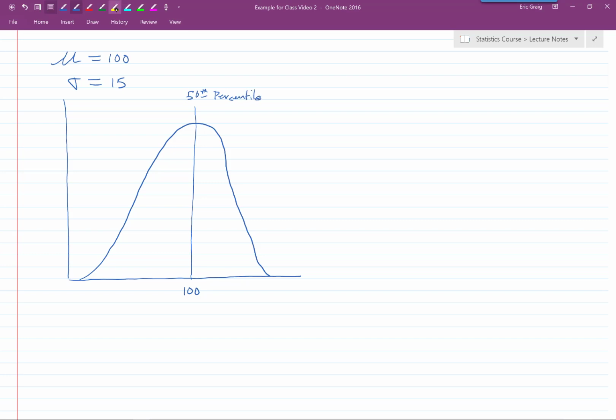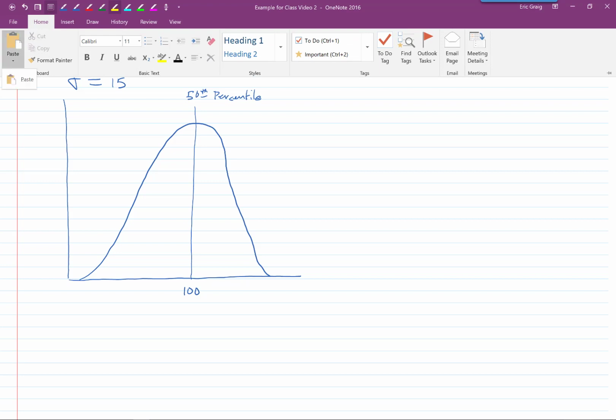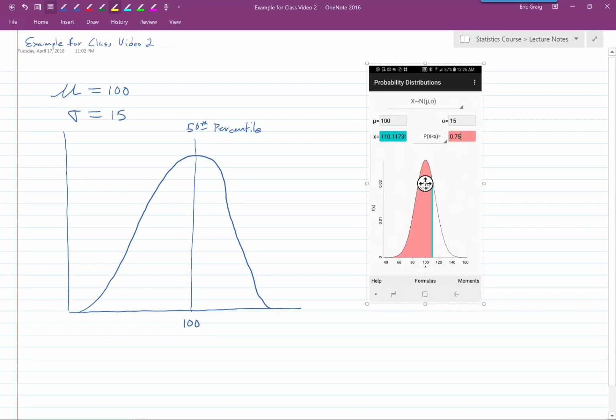So, what area under this curve corresponds to that 75th percentile? Or I should say rather, what value over here corresponds to that 75th percentile? Well, let's see how to figure that out. Let's get out our handy dandy calculator, which I happen to have available here. And this is just a screenshot of the calculator. I did the problem earlier.